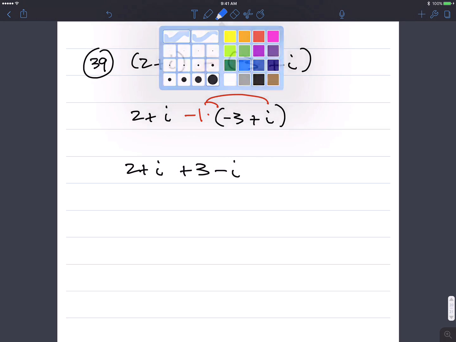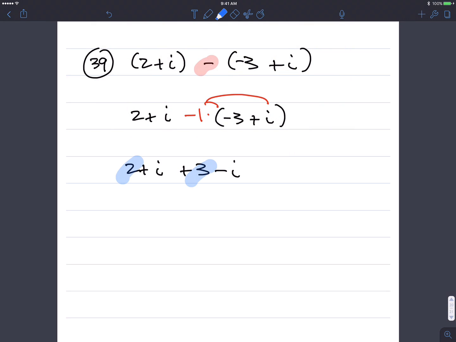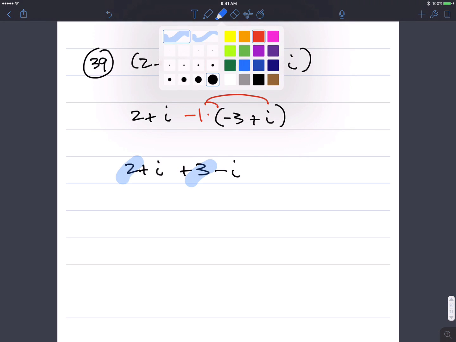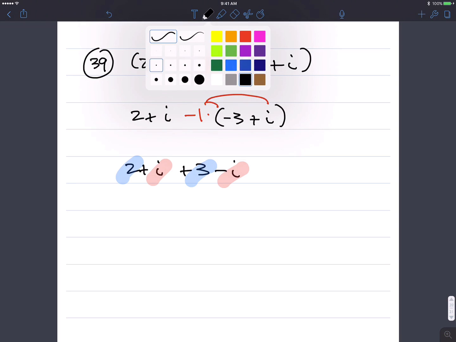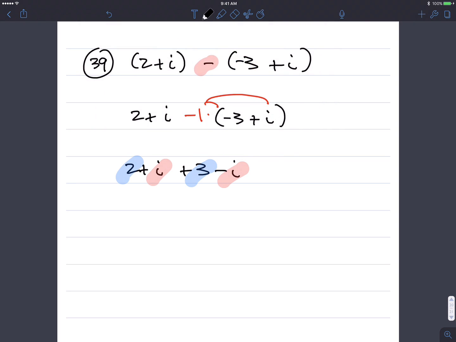You're going to combine like terms. 2 and 3 are like. Plus I minus I, those are like. So if you have an apple and you owe an apple, your apples are gone. The only thing we could do is add the 2 with the 3, and that gives you a 5. And you're done.